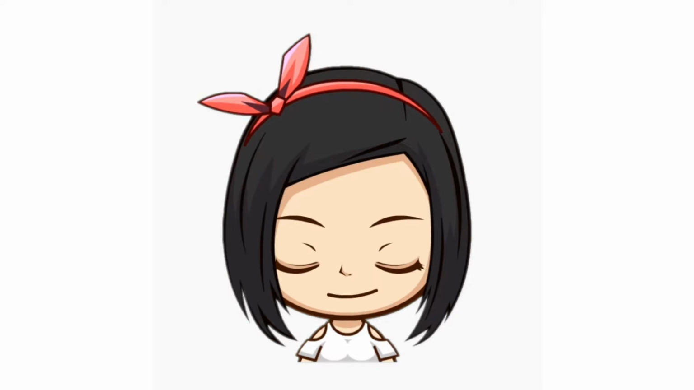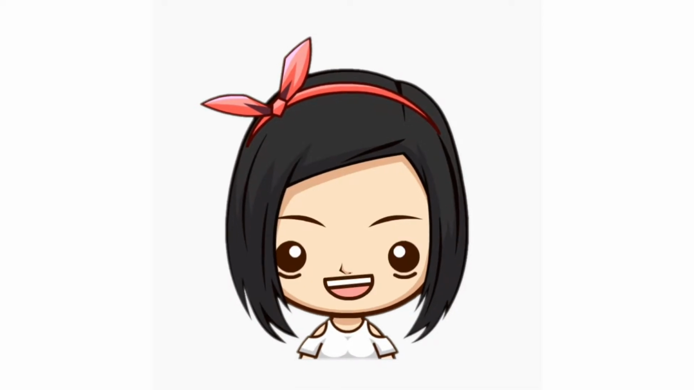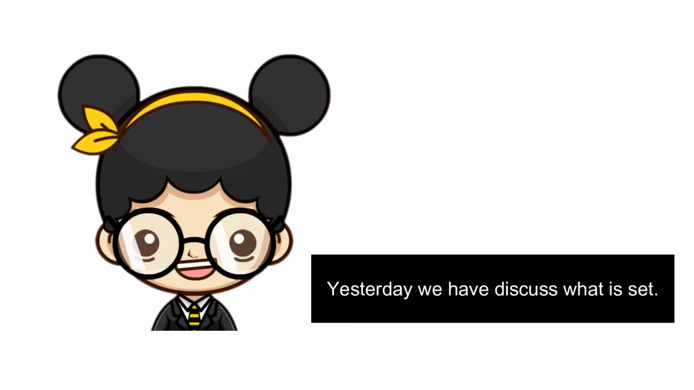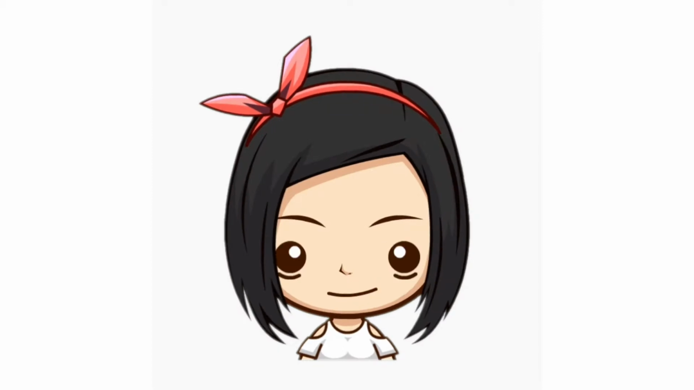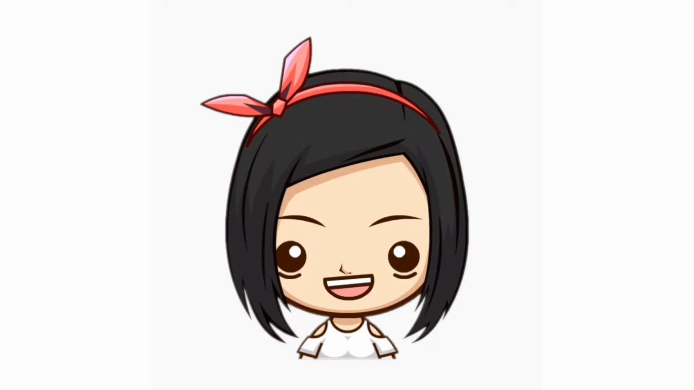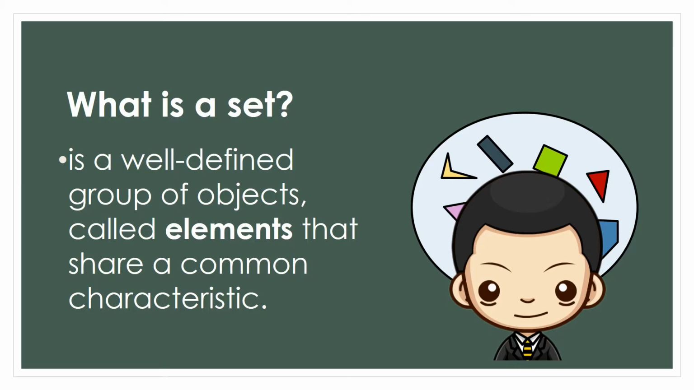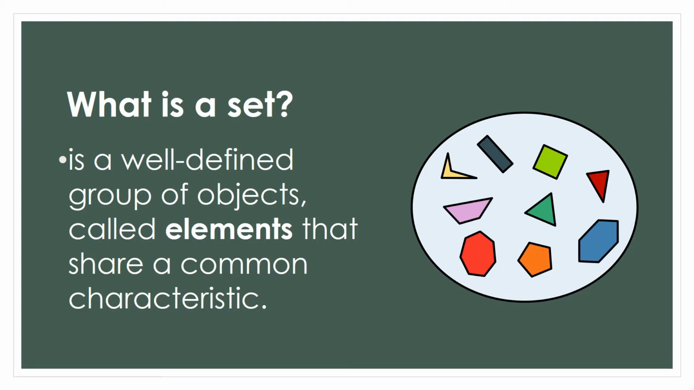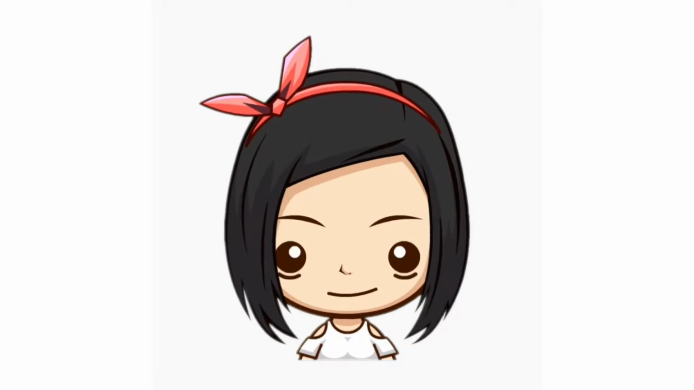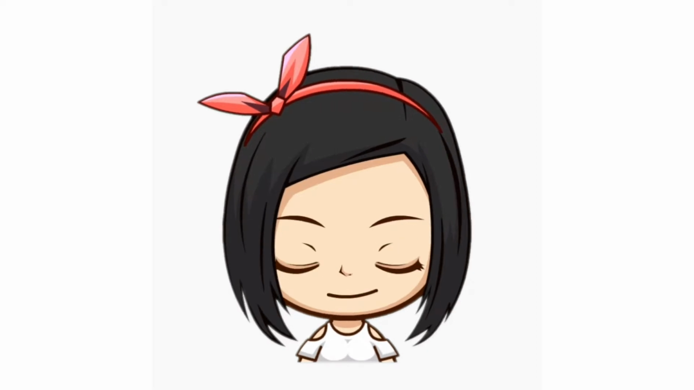So, before we begin our lesson for today, let's have a recap on what we have done yesterday. Anyone? Yes? Yesterday we have discussed what is set. Okay, very good. Now, who can tell me what is set? A set is a well-defined group of objects called elements that share a common characteristic. Okay, very good. Yes, it's true.